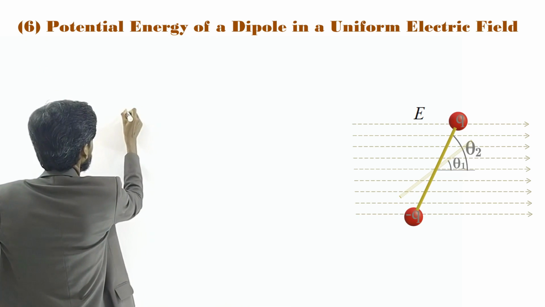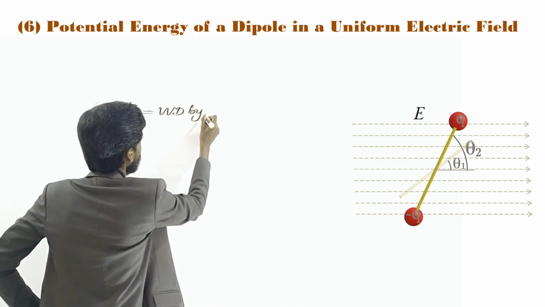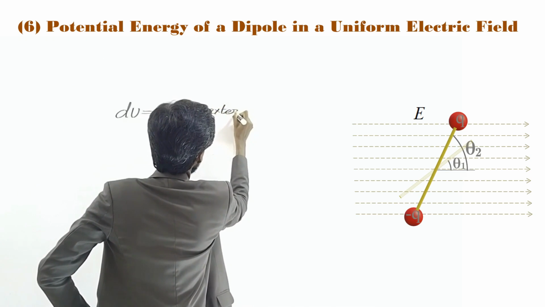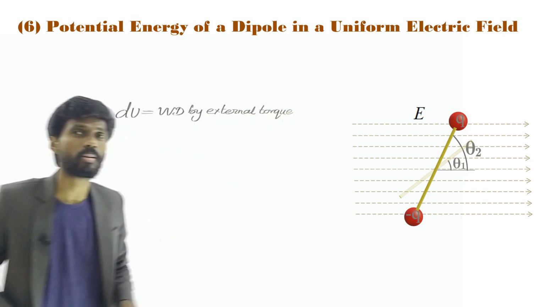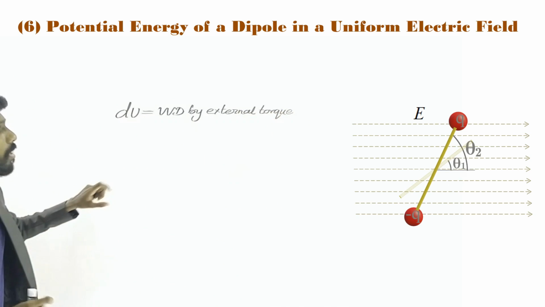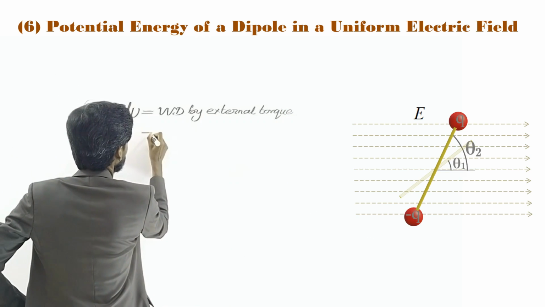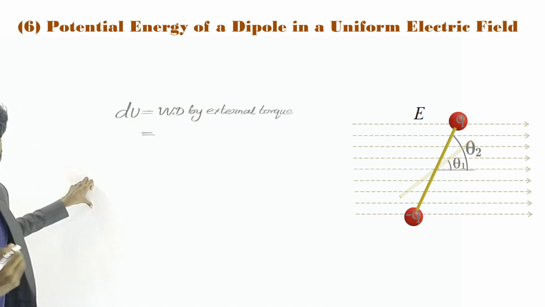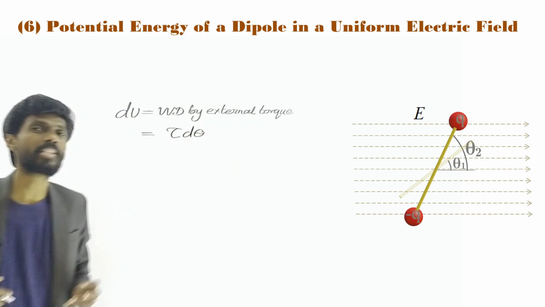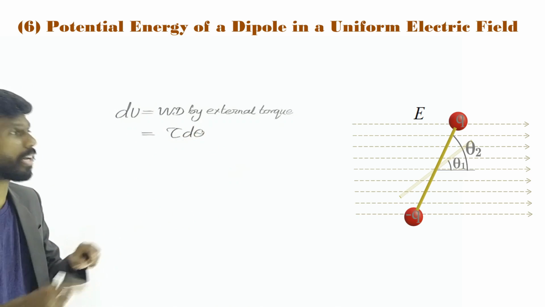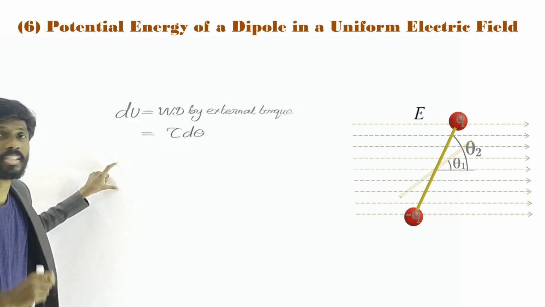So the change in potential energy equals the work done by the external torque due to that uniform electric field, because the total force is 0. The work done by the external torque is the potential energy. Now, what is the formula for the work done? That is the torque multiplied by d theta, just like force multiplied by displacement for linear motion. Here it is rotational motion, so torque multiplied by d theta is the change in potential energy.